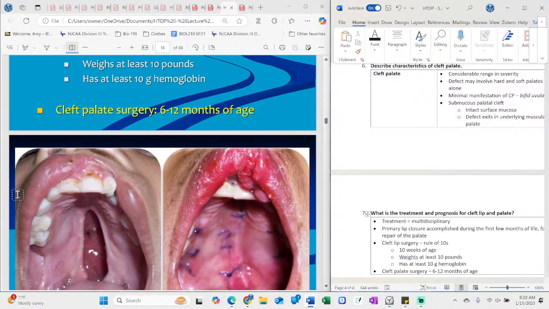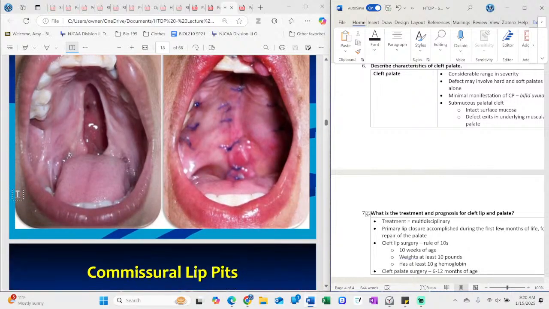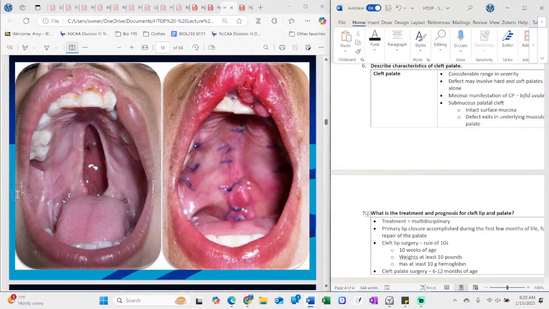And this is an example of a cleft repair of cleft palate. So this patient has cleft palate, they have cleft lip also, and this is after the surgery. So definitely genetic counseling is required for the parents.